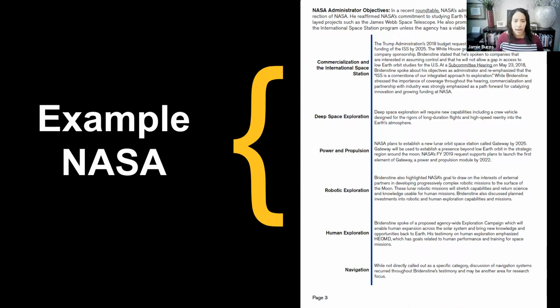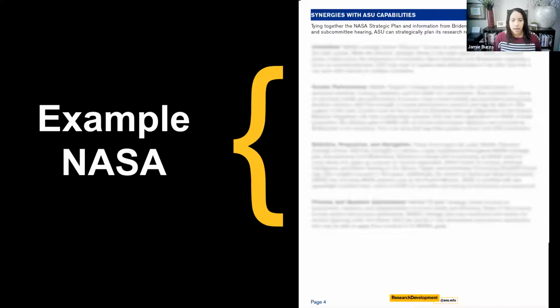And then next is just, again, that synergy with ASU capabilities. So that's what takes this from being highly informational to a little bit more actionable, understanding where your institution might have a play with the sponsor.